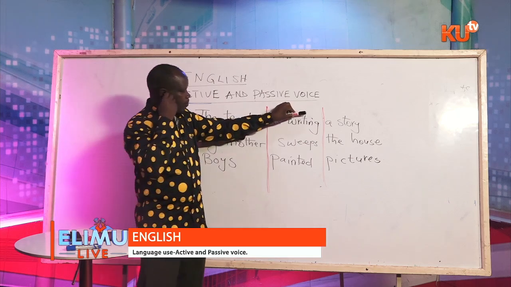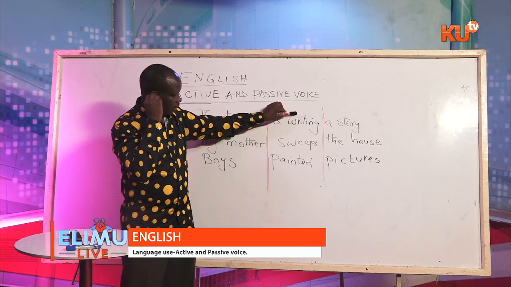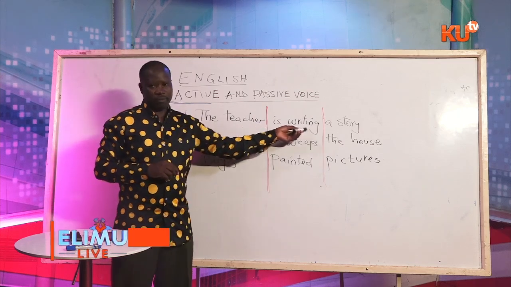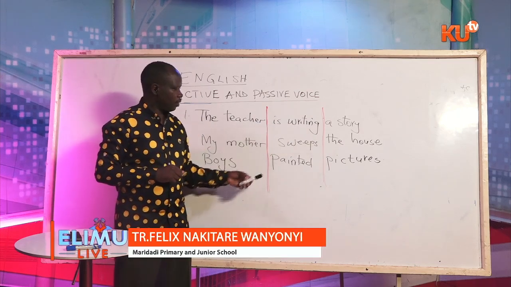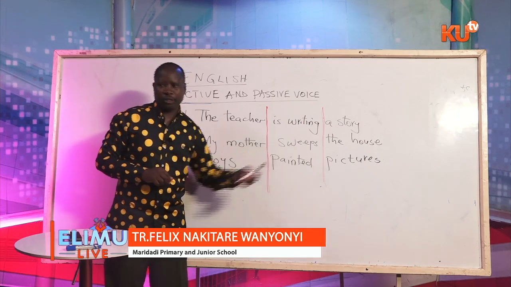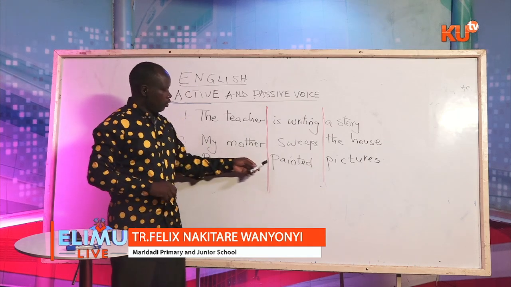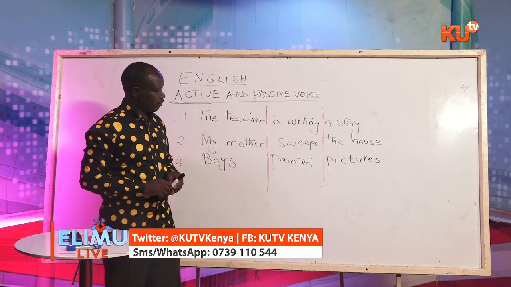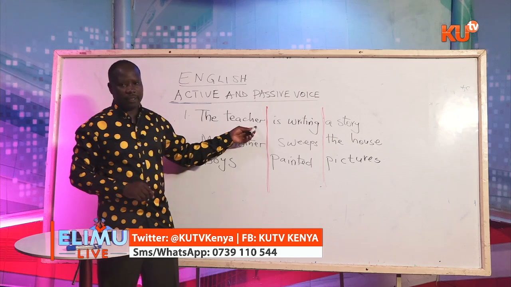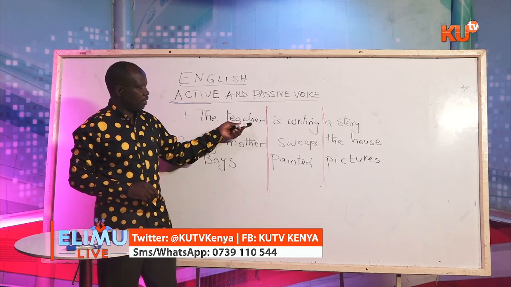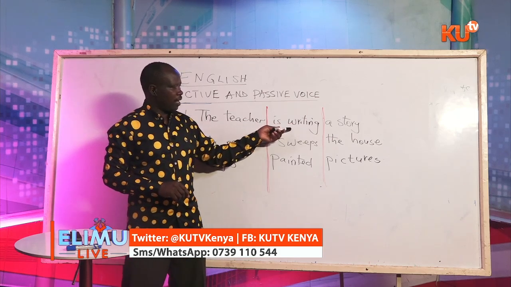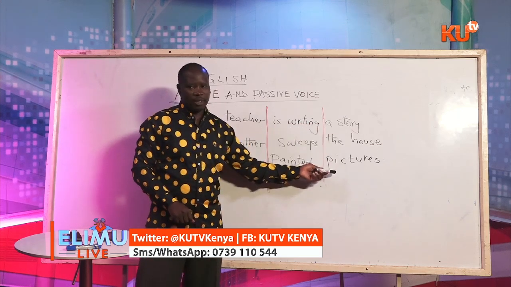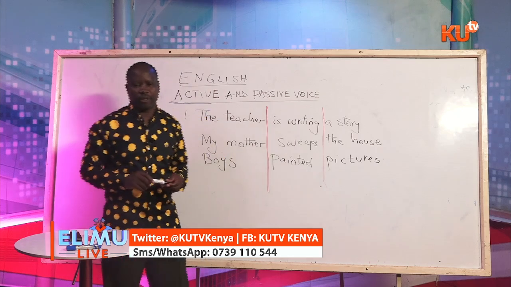Then in the middle part, we have is writing. This shows the action is writing. Sweeps, this is the action or the verb. Painted is also another action. So we have the doer, that's the noun, the doer of the action. The action itself is here. And then a noun where work is done, or the receiver of the action.